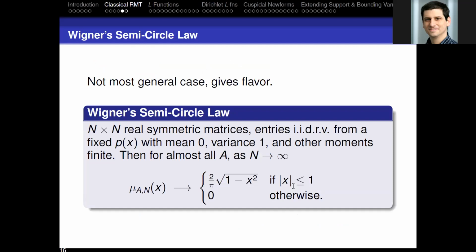Next. This is not the most general case, but it gives a flavor of the type of results. Wigner proved that if you consider the set of n by n real symmetric matrices with entries independent, identically distributed random variables with mean 0, variance 1, and finite moments, then as n goes to infinity, for almost all A, the density of eigenvalues converges to a semicircle.